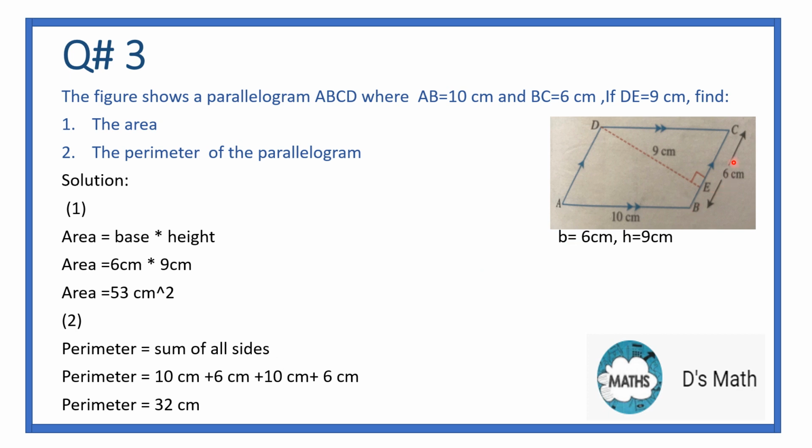As we know that this side is 6 centimeter, that means the length of the opposite side will also be 6 centimeter. If the length of this side is 10 centimeter, then obviously the length of the opposite side will also be 10 centimeter. Now we have the measurement of all the four lengths, so we will add all the four sides of the parallelogram. That will be equal to 32 centimeter. That will be the perimeter in this case.